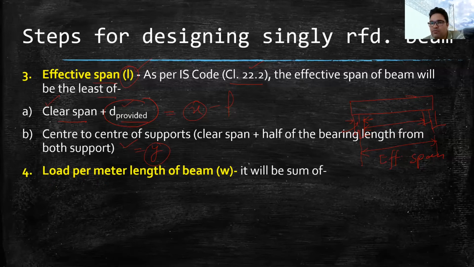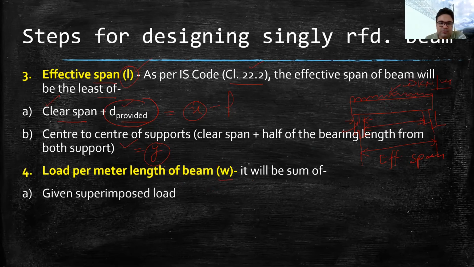In the problem it may be mentioned, say, W kilonewton per meter. In the question it will be mentioned that this much load is supported by this beam. Say in case of UDL, 10 kilonewton per meter load is supported by this beam. So we have to find out how much load is there on the beam. Load on the beam per meter length we generally find in terms of W kilonewton per meter. The load on the beam may be external load and also the self weight of the beam. First of all, the given superimposed load will be given in the problem.